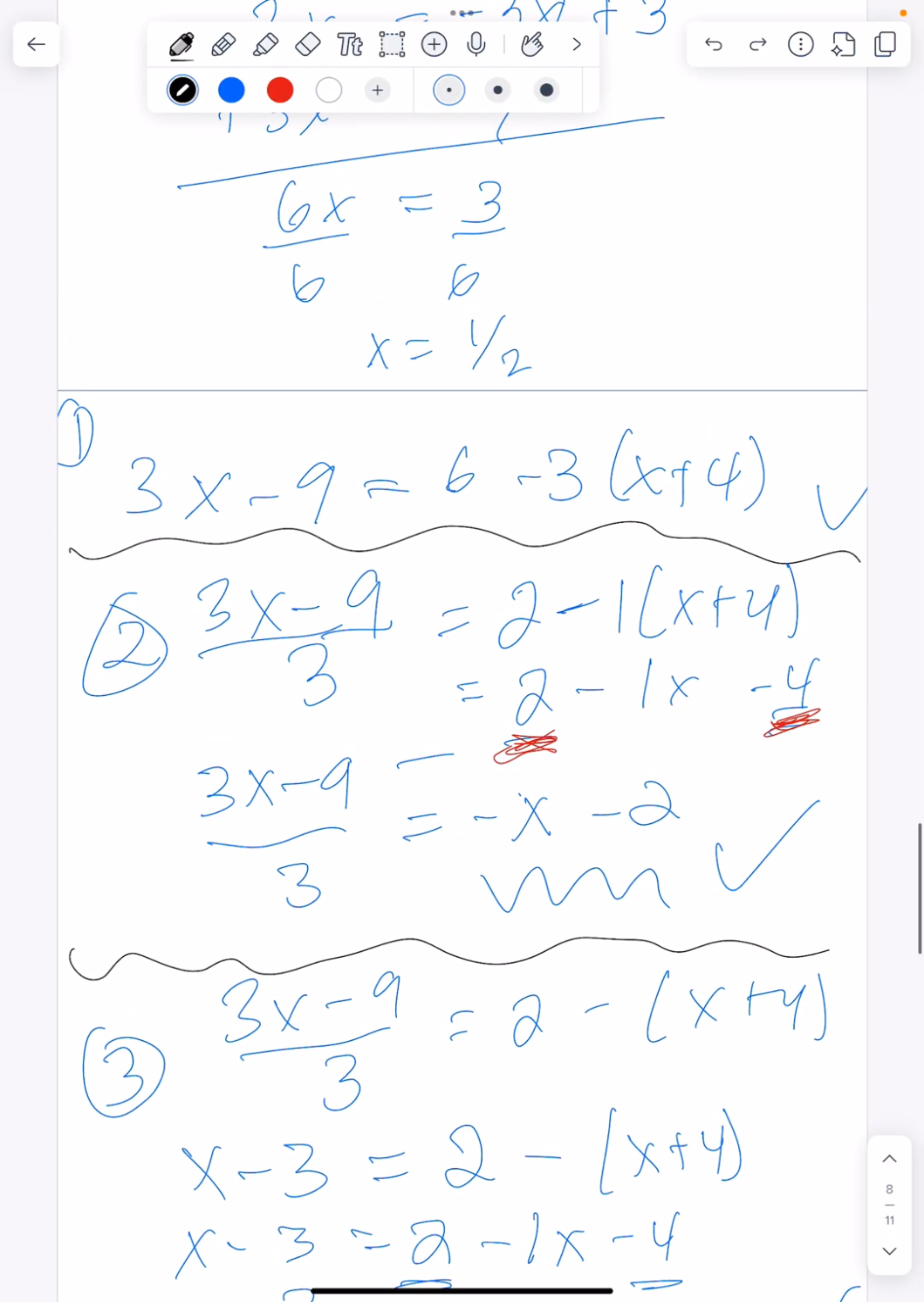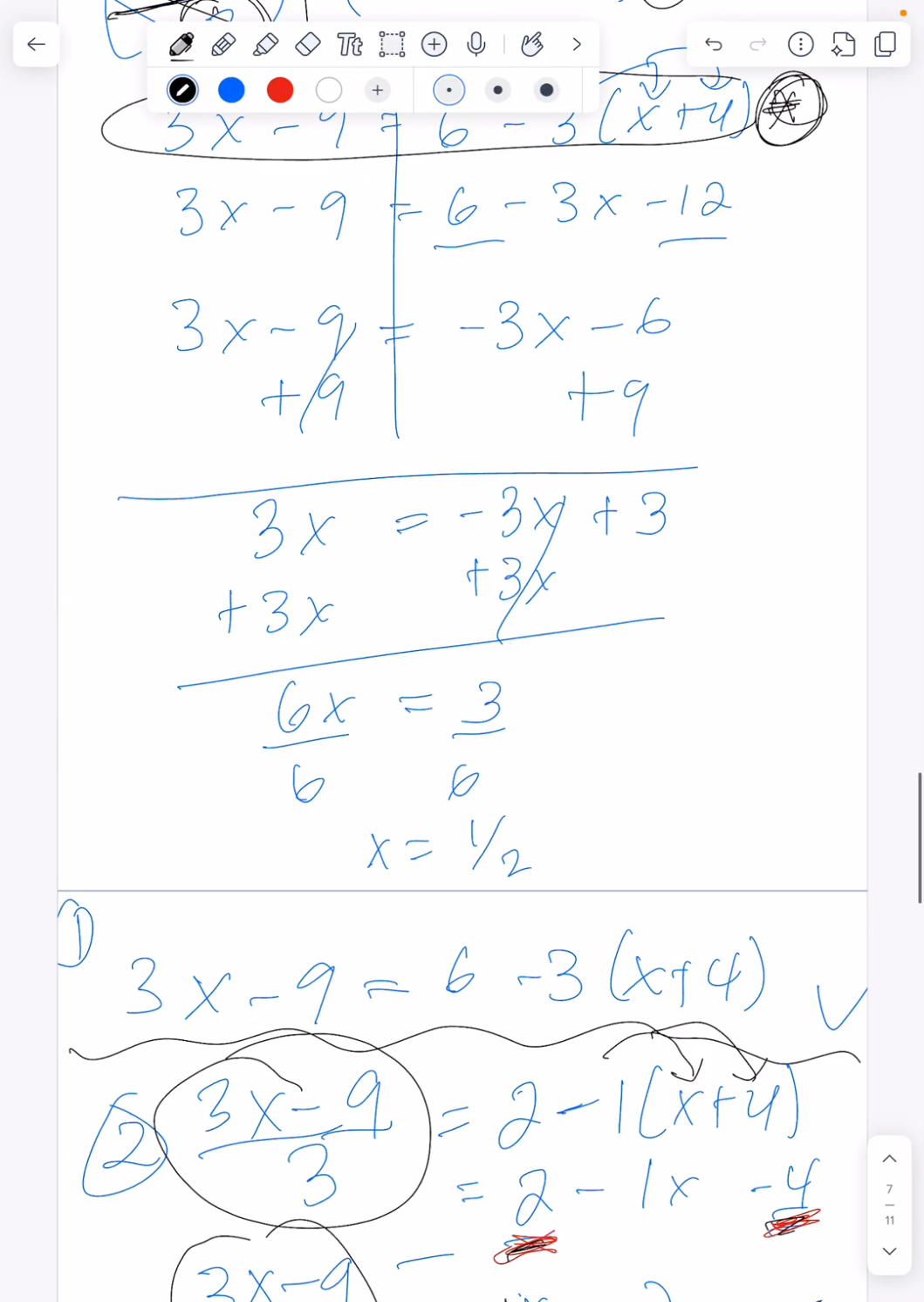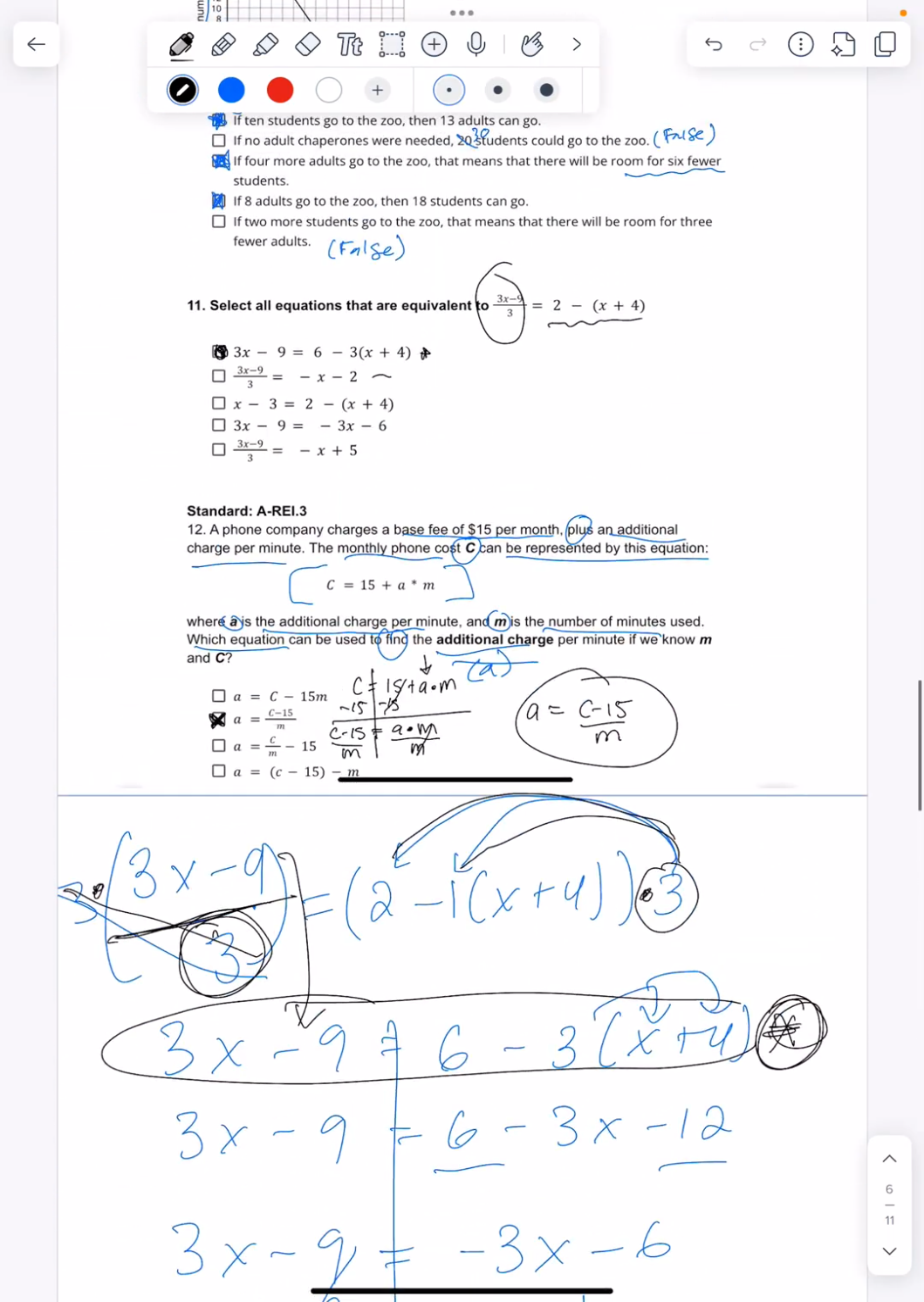Number 2, again, they left the left-hand side the same. But we have to get to this negative x minus 2 here. So the way they did that, they just distributed this negative 1 here. So they got negative 1x minus 4. And then we could combine the like terms with the 2 and the negative 4. So we get negative x, or negative 1x, minus 2. So the second one was also equivalent. The only thing they did was that they simplified this side over here by distributing this negative 1.